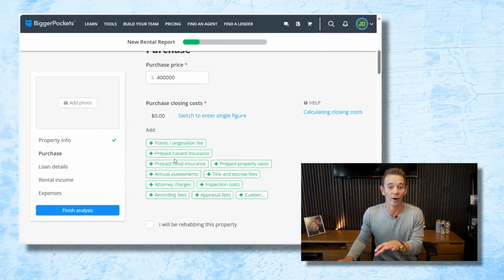But if you want to get more granular and break down the cost specifically, you can click advanced, and hit points, origination, hazard insurance, annual assessments. All the different types of costs are listed out in here for you to input. There are also customs, so you can add in any kind of closing costs that you may have. The more granular you get, the more accurate your numbers are going to be. But for now, we're going to stick with the $4,000.